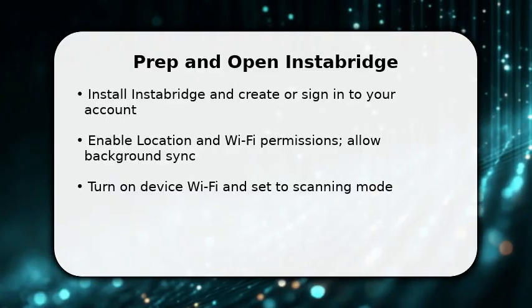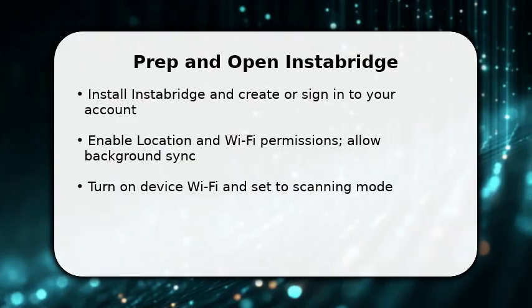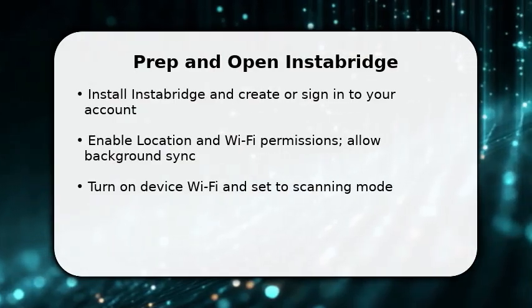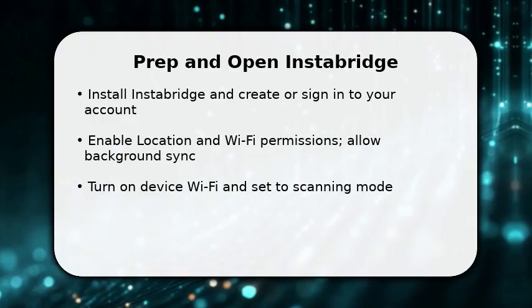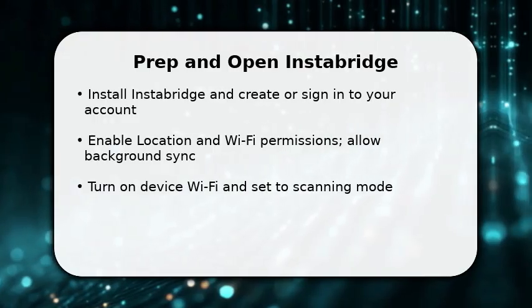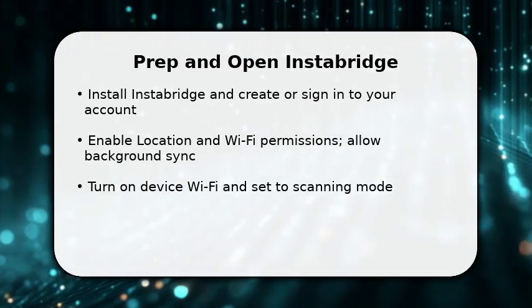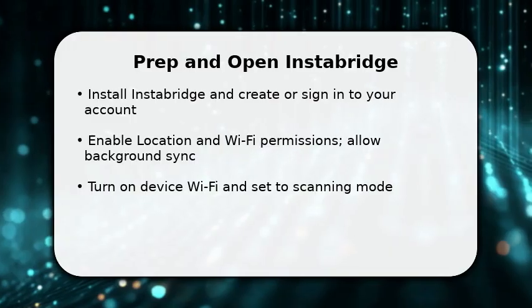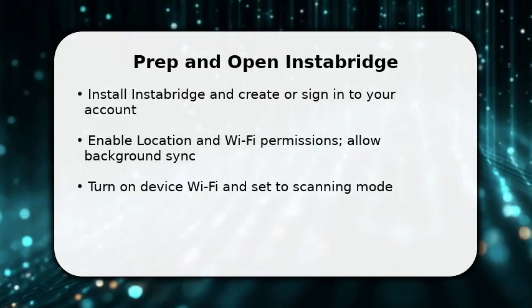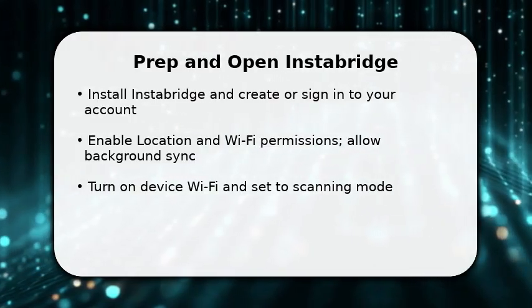You start by preparing the app and device. Install Instabridge, sign in, and grant location and Wi-Fi permissions so the app can discover networks. Once done, make sure your phone Wi-Fi is on and actively scanning for hotspots. Now open Instabridge and allow it to sync saved networks. This sync is why you get shared passwords from other users.